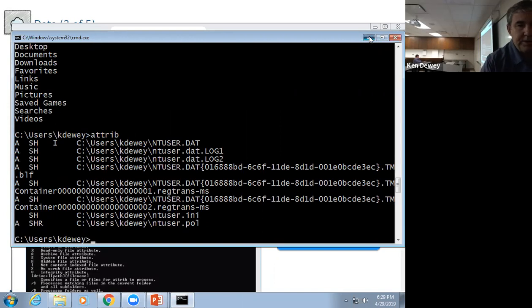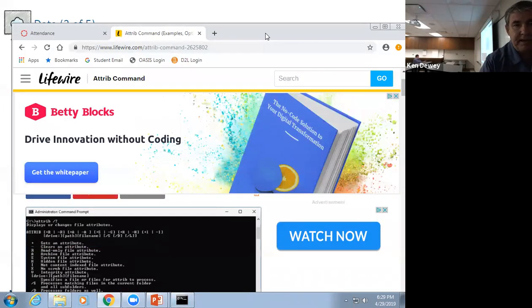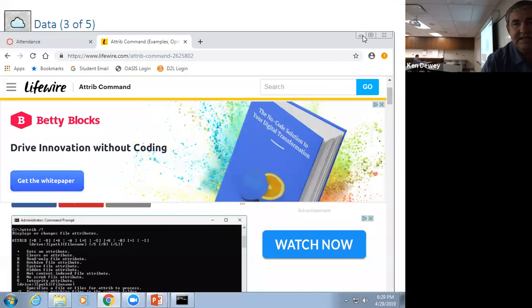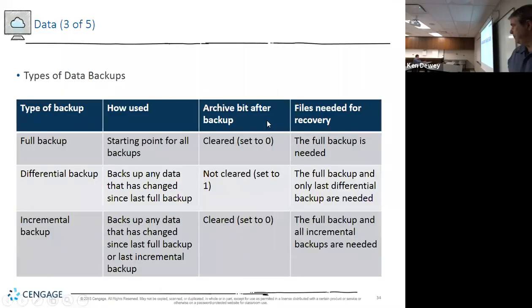Okay. So what the archive bit means is that file was modified since it was last backed up. So when we do a full backup, it gets rid of the archive bit. That way, every file has been backed up. Differential, it sets it to 1. And differential is everything since the last full backup. So you see, full backup is everything. Differential is everything since the last full backup. Incremental says back up any data that has changed since the last full backup or last incremental backup. So it's clear and it's set to 0.